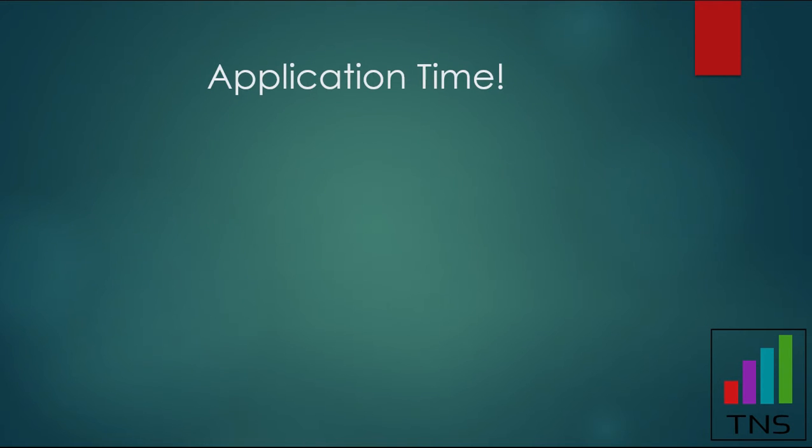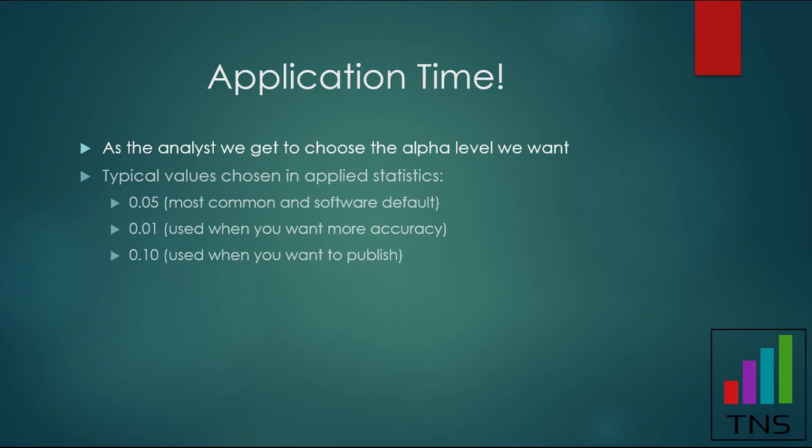Alright, so let's look at some applications. As the analyst, you get to decide and choose what alpha level you want to pick. Typically in applied stats, it's usually either 0.05, 0.01, or 0.10. 0.05 is really the most commonly used one, as you guys are pretty much all familiar with. Most stats packages have that as the default.